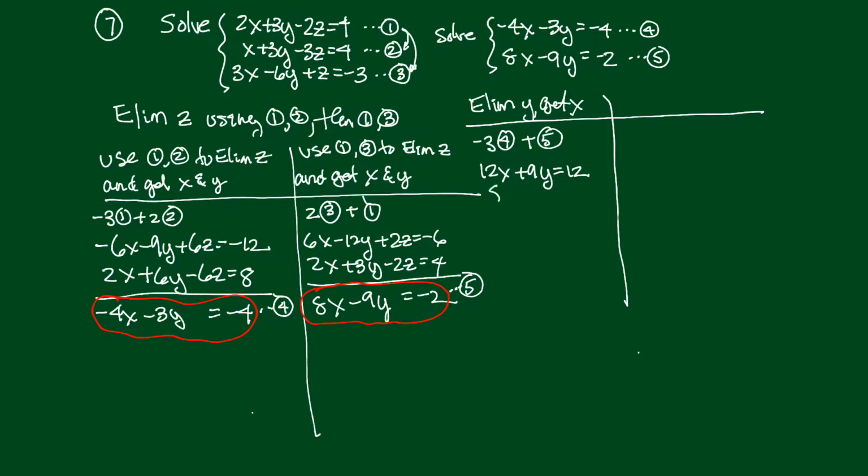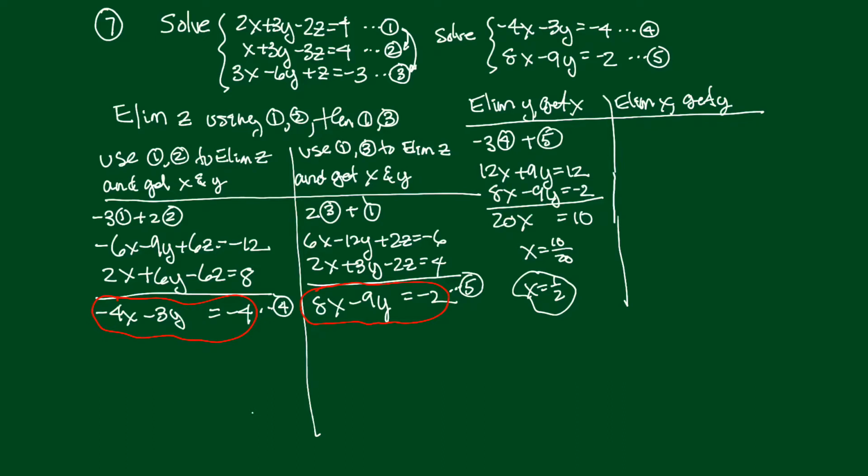And equation 5 stays the same. We'll get 8x minus 9y equals negative 2. Add these together. We'll get 20x equals 10. Oh, nice. Divide, we'll get what? 10 over 20. So x is a half. All right, I got a half for x. And now the plan is to eliminate x, and that'll get us y.